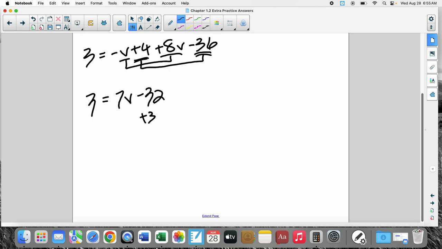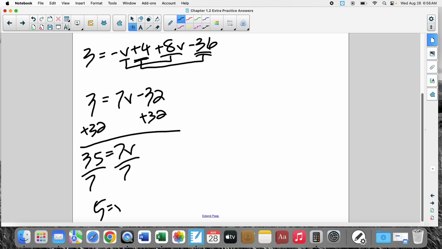Let's add 32, getting rid of the addition and subtraction first. We get 35 equals 7v, divide by 7, 5 equals v.